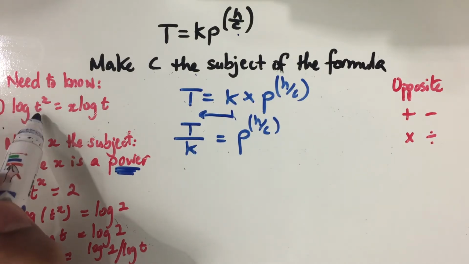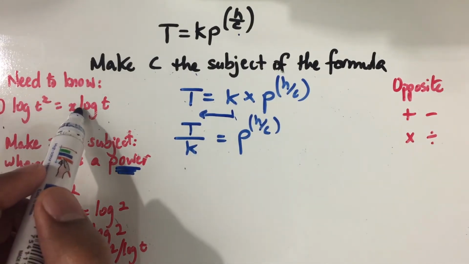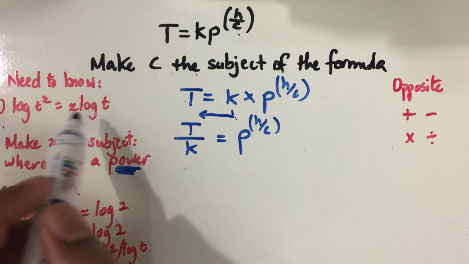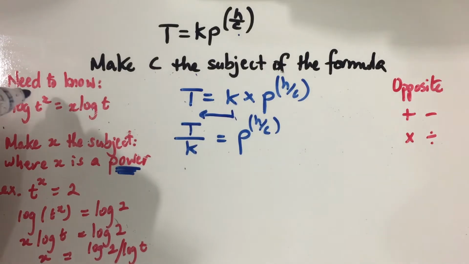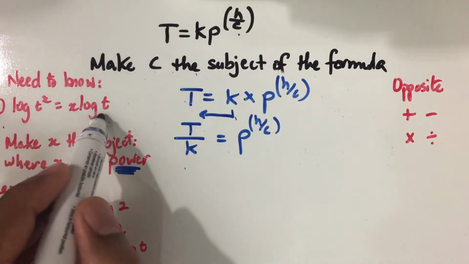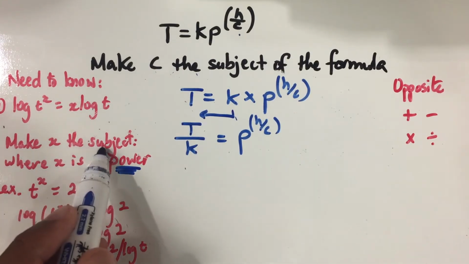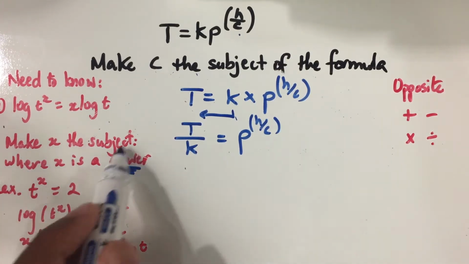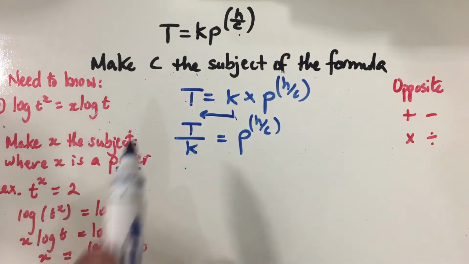So log t to the power of x, where x is a power, is equal to x times log t. This here is one rule of logs. Okay, now x here is the power, and we can bring the x in front just like this. Also, to make x the subject of a formula where x is a power, for example, we need to take logs.